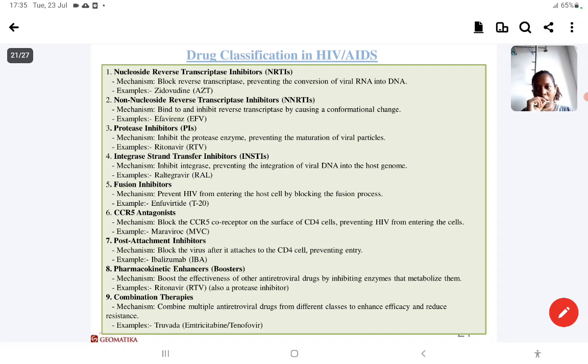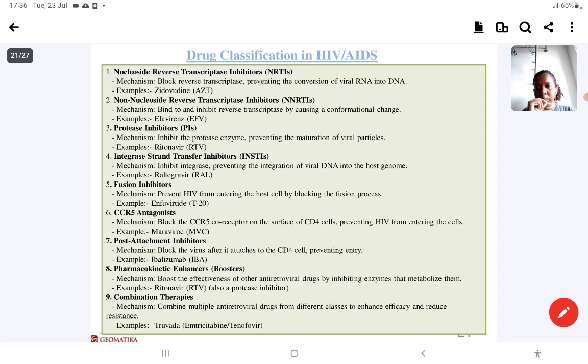And the third one will be the protease inhibitor. The mechanism is that it inhibits the protease enzyme and prevents the maturation of viral particles. So ritonavir. And the fourth one will be the integrase strand transfer inhibitor. The mechanism is that it inhibits integrase and prevents the integration of the viral DNA into the host genome. So the example drug will be raltegravir. And the fusion inhibitor, the mechanism is that it prevents HIV from entering the host cell by blocking the fusion process. So the example drug will be enfuvirtide.